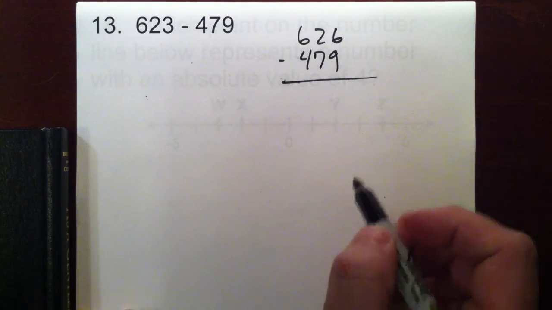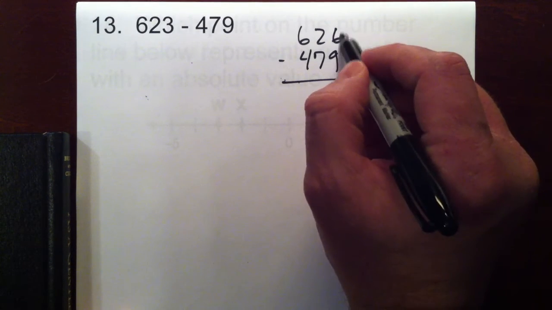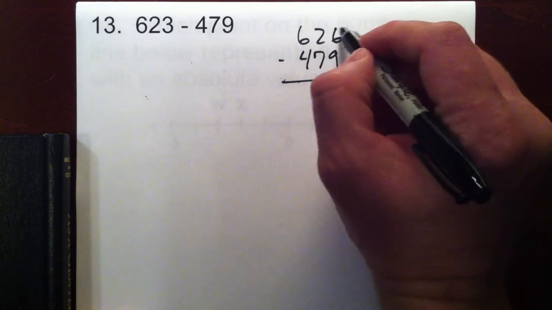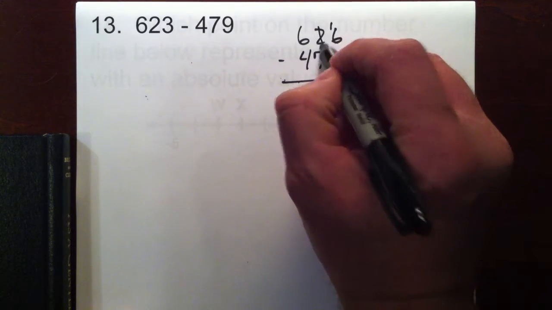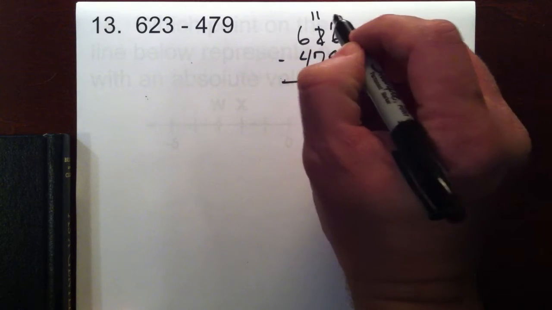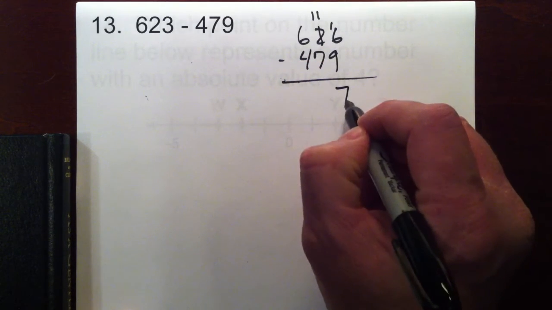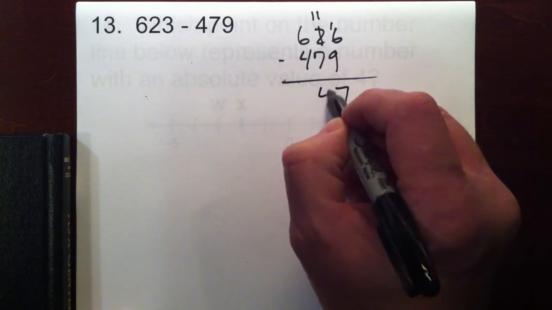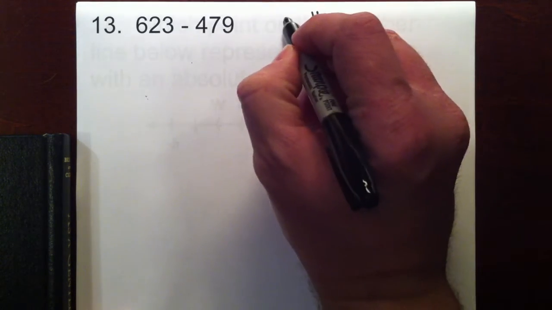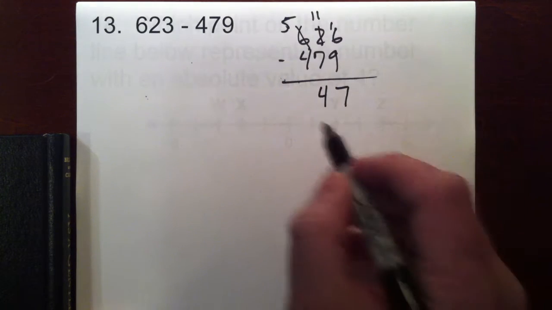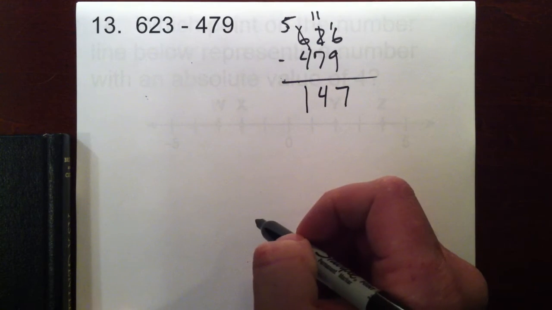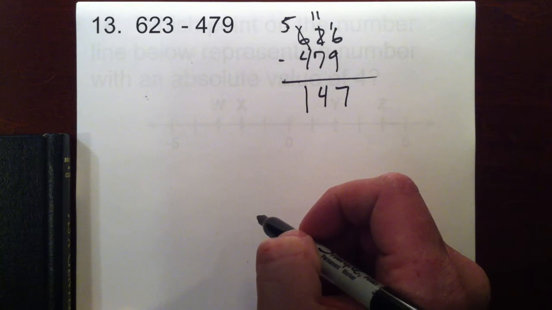I'll simply work through this problem. Since we can't take 6 and subtract 9, we have to turn this into a 16 and borrow from the 2 to make that an 11. 16 minus 9 is 7. 11 minus 7 is 4. And we had to borrow from the 6 over here, and that becomes a 5. Our answer is 147.